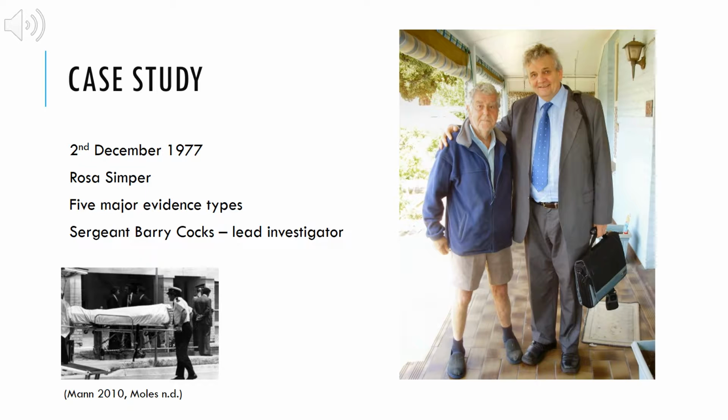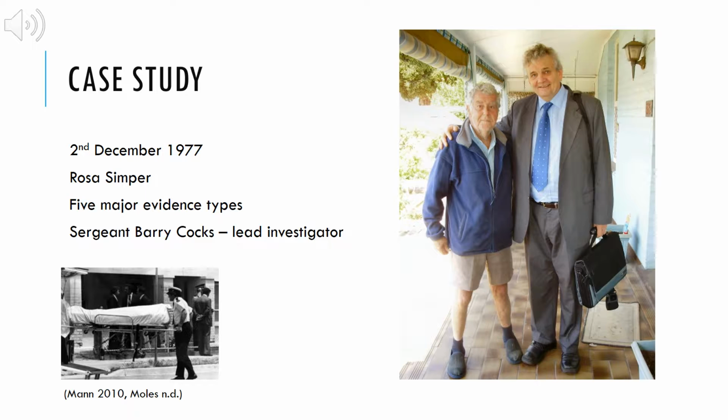On December 2nd, 1977, Rosa Simper was found badly beaten, sexually assaulted and strangled in her bedroom located in South Australia. Her room had been ransacked, however nothing of value appeared to have been taken. At the time, crime scene investigation and evidence collection was handled by the South Australian Police and not a single forensic laboratory, unlike the way things are run today.